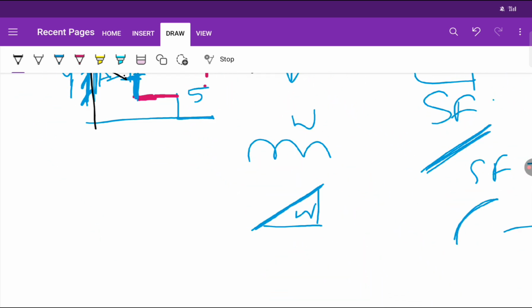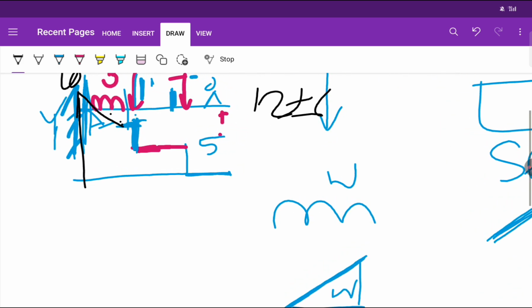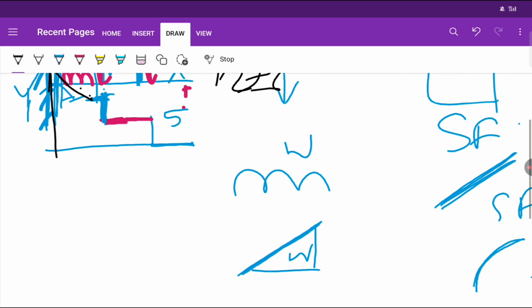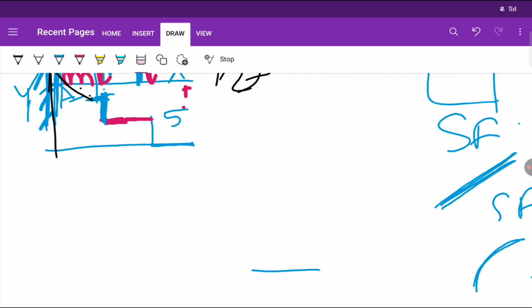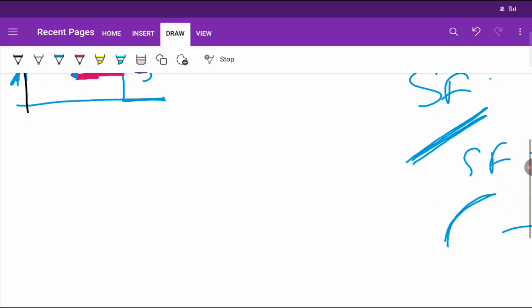Okay, got it. Now we need to calculate the bending moment diagram. How will you calculate the bending moment diagram? So let us understand the sign convention of the bending moment diagram. For bending moment, there are two natures of bending.